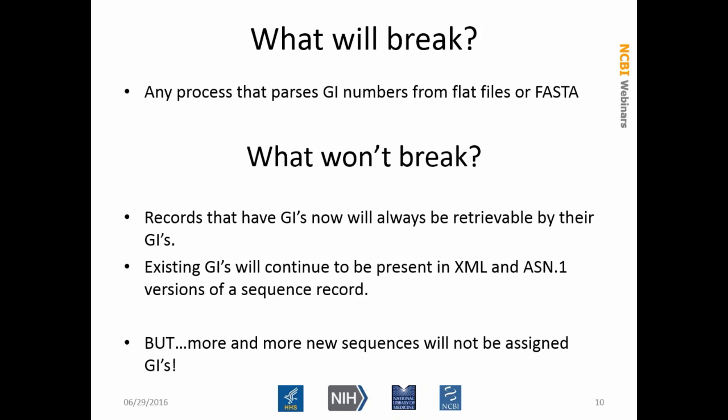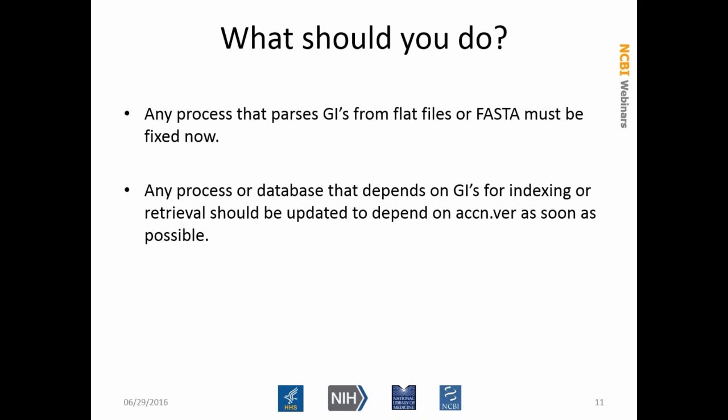However, and this is a big however, more and more new sequences will not be assigned GIs, and it's not going to be predictable which sequences are going to get GIs and which ones won't. So if you only use GIs, the data that you will be able to access from NCBI will become more and more obsolete, because fewer and fewer newer sequences will be represented in a database that only uses GIs. So again, moving to accession.version is going to be a plus for keeping up with the most current data.